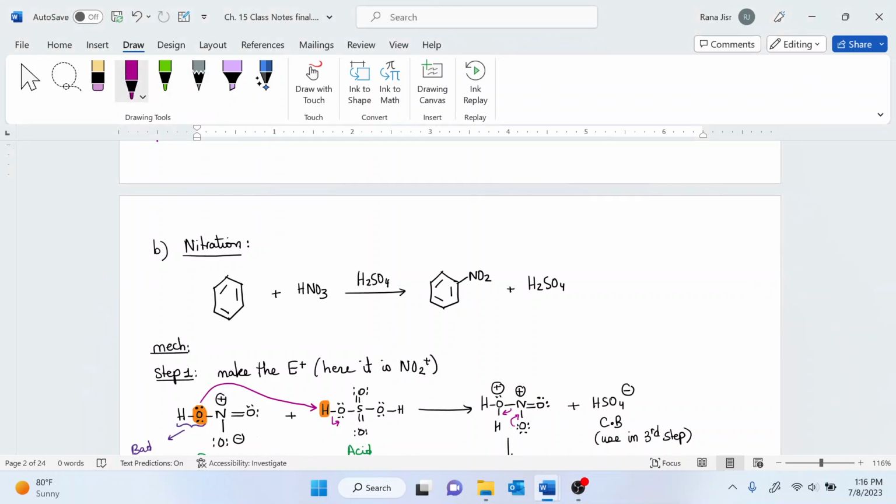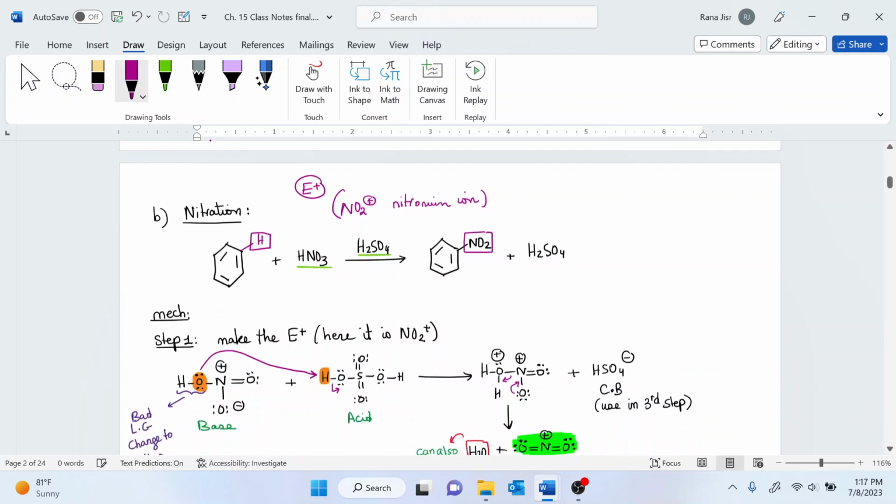In the nitration reaction, you are substituting the hydrogen on the benzene with the nitronium group. So your electrophile in this case is going to be the nitronium ion. And to make the nitronium ion, you are going to react nitric acid with sulfuric acid. And that is going to be the first step of the reaction to make the electrophile.